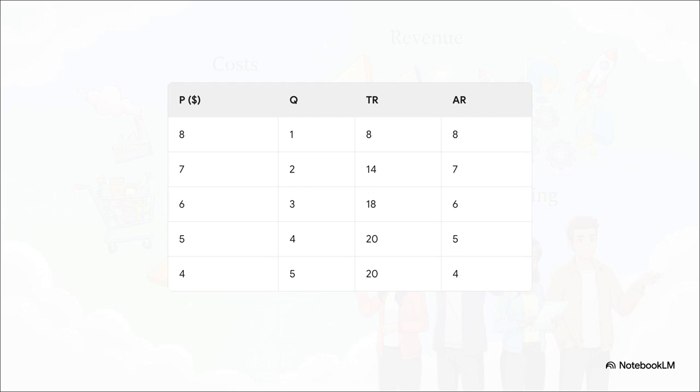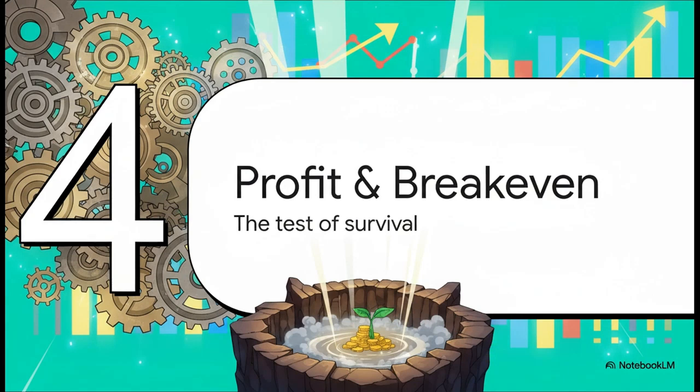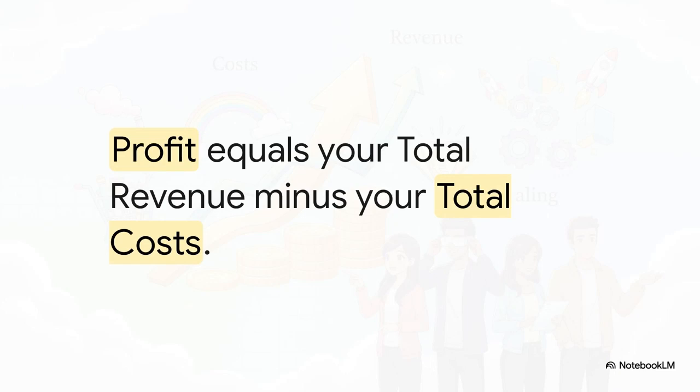Every single time. All right, section 4, profit, loss, and break even. This is literally the ultimate test of survival. Here is the ultimate straightforward formula for your success. Profit simply equals your total revenue minus your total costs. Plain and simple. If the money coming in is greater than the money going out, you've achieved profit.